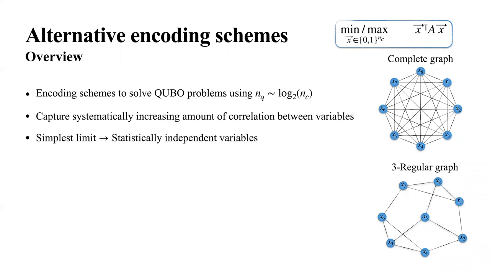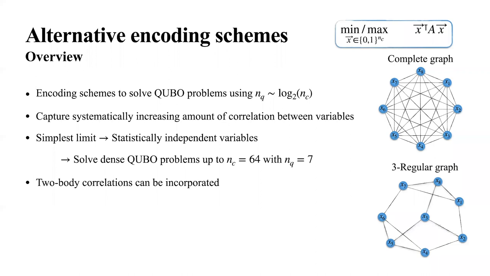So I would first show this idea by looking at the simplest limit, where my quantum state can only describe statistically independent variables. In that case, I will give an example of solving a dense QUBO problem that has 64 classical variables, where I will just use 7 qubits for that. So if you follow the scaling, you could in principle tackle a 10 to the 4 QUBO problem using only 15 qubits.